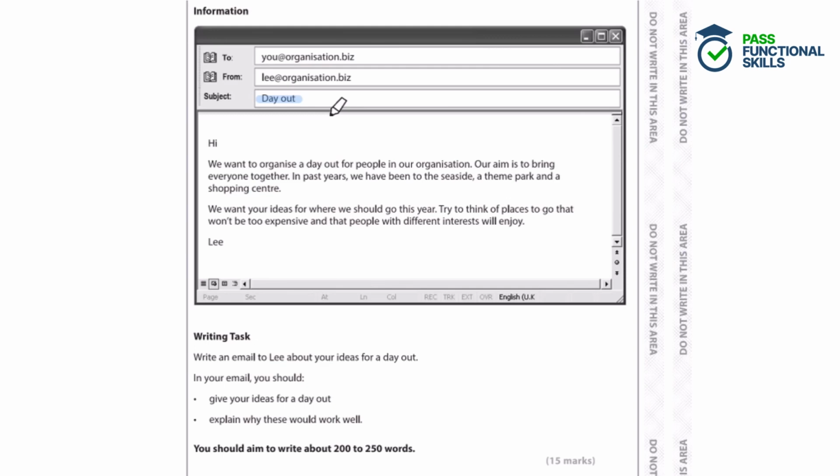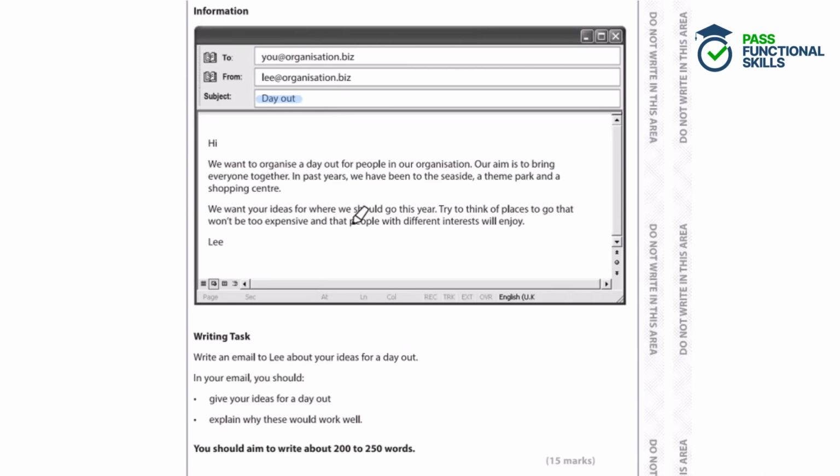Lee." So your task is to write an email to Lee about your ideas for a day out. And in your email, you should give your ideas for a day out and explain why these would work well. You should aim to write about 200 to 250 words.